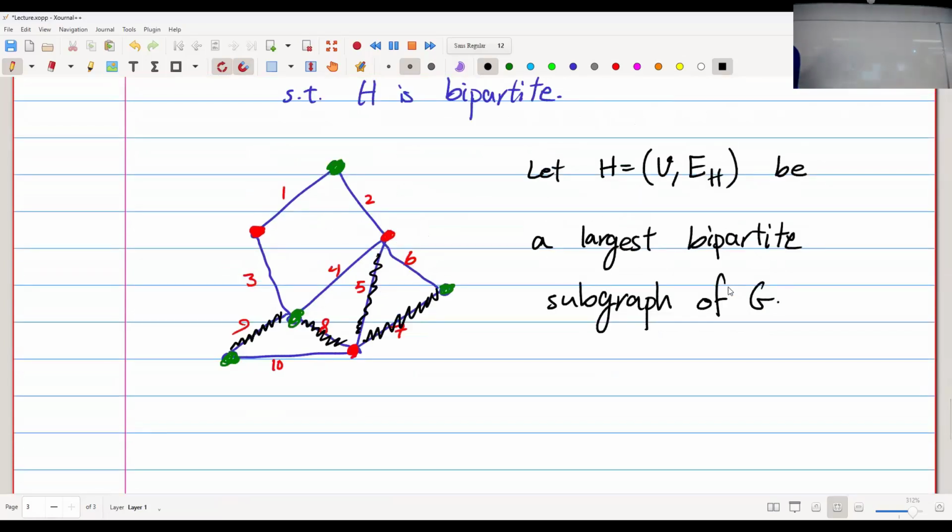I claim that this H definitely has at least half of the edges of G. So my claim is that the number of edges in this graph H is at least half of the number of edges.